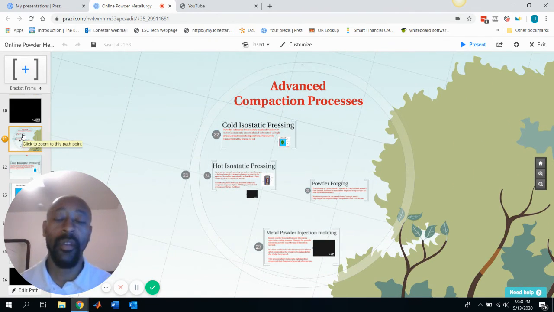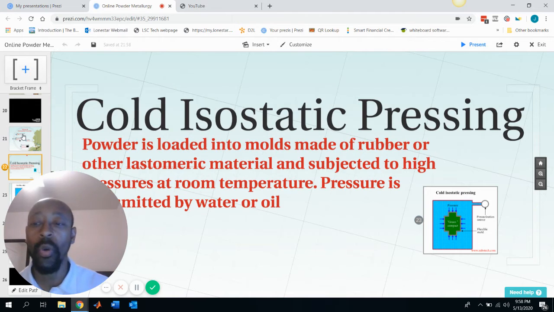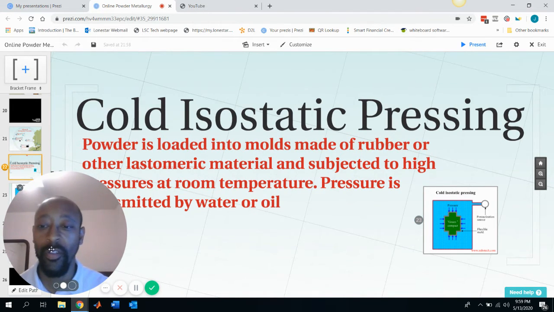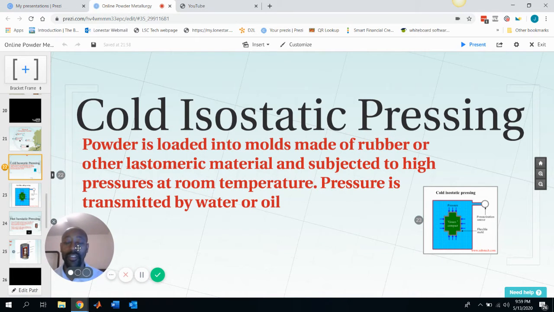Now, there are other compaction processes other than just a mechanical press or hydraulic press. And one of the other processes is called cold isostatic pressing. I'm going to move this picture down here just a little bit so you can see a little bit more. I'm going to make myself a little bit smaller. All right. So that way you can see things just a little bit better.